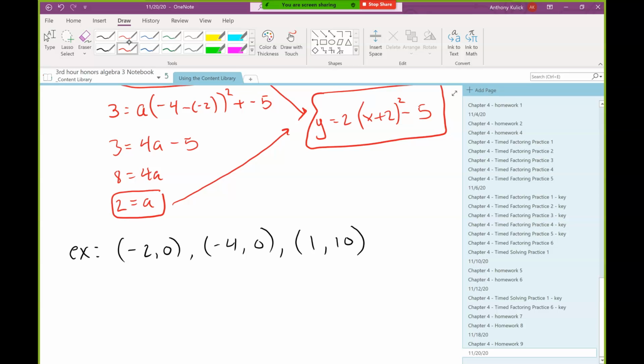Okay. So in this problem, we're given that our quadratic function needs to pass through the 3 points (-2, 0), (-4, 0), and (1, 10). But these points are not just any old points, because their y-coordinate is 0. We have our x-intercepts. That means that this is a situation for intercept form.